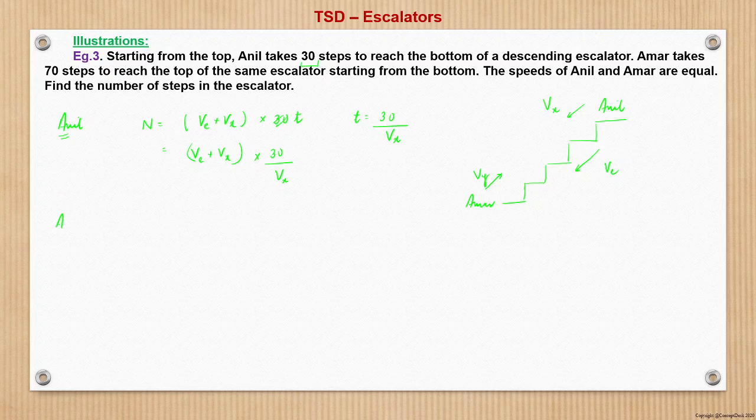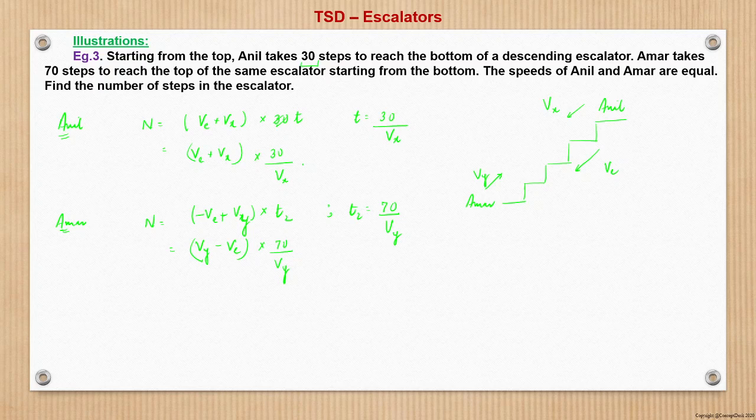Now for the case of Amar, total steps on the escalator remains same, right? That is n, and the effective speed here will be Vy minus Ve. At a certain time t2, T2 will be nothing but distance covered by Amar, which is 70 steps, upon speed of Amar, which is Vy. So here we can write (Vy minus Ve) into 70 upon Vy.